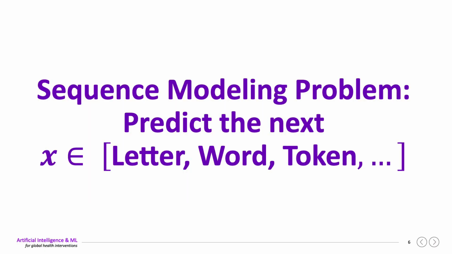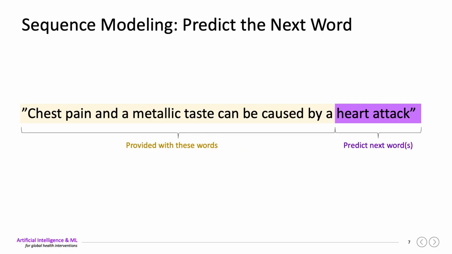The core task in sequence modeling is essentially to predict the next element of a sequence. This means, given a sequence so far, what comes next? For example, given the phrase, "chest pain and a metallic taste can be caused by," can a model infer the most likely continuation? Over the years, there have been several approaches and techniques for solving often non-trivial sequence prediction tasks across a variety of contexts.